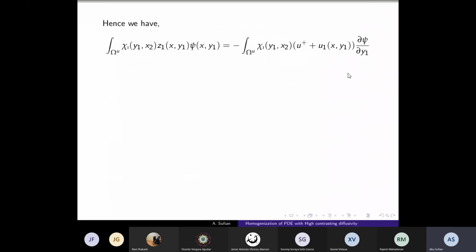Here, in the right hand side of this equality, if we just do integration by parts, we're going to have z1 is nothing but your del u1 del y1. So we have also identified what our z1 is.